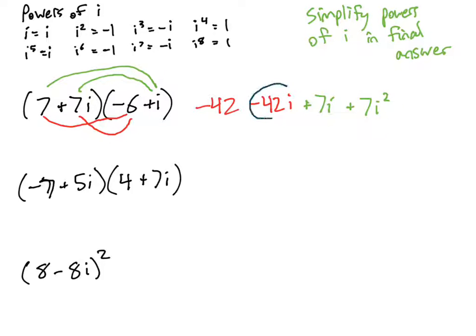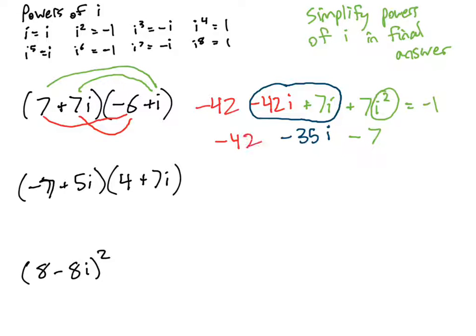If we have like terms in our answer, we want to combine those like terms just like we would if we were dealing with a polynomial. So negative 42i plus 7i gives us negative 35i. And we also want to simplify this power of i if it's anything that is higher than just i to the power of 1. i squared is equal to negative 1, so that means that 7i squared is 7 times negative 1, so that's really negative 7.